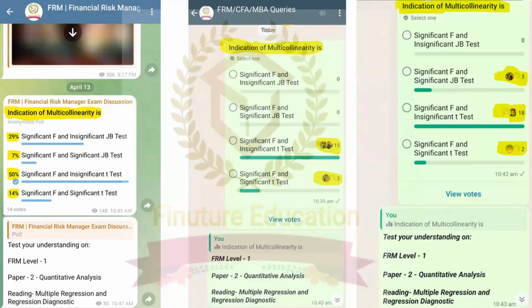So let me just tell you something. This is a poll that we run in our FRM group on a daily basis. A very simple question was asked. If you focus on this, it just asks: the indication of multicollinearity is.